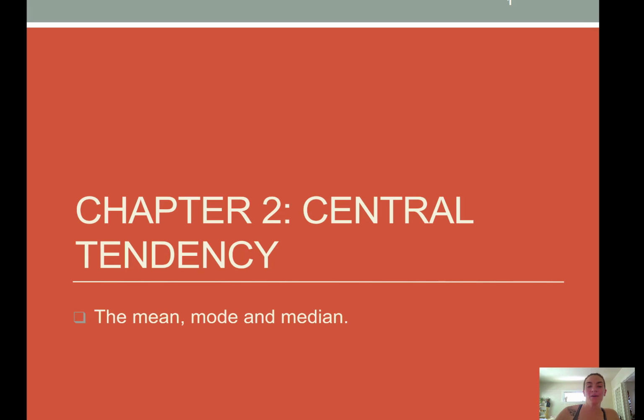Hi, welcome back. We are moving into chapter 2. Chapter 2 is the chapter in which we'll talk about measures of central tendency, and we'll also talk about measures of variability. But in this video, I'll just talk about measures of central tendency. There's 3 measures of central tendency, and those are called the mean, the median, and the mode. And we'll talk about each one of those in this video.